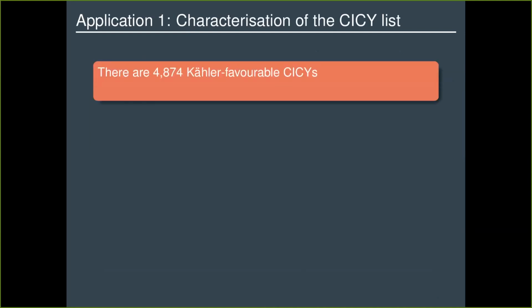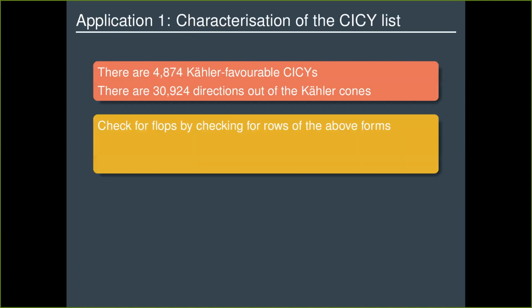So here are some applications of understanding these kinds of flops. There are 4,874 Kähler favorable CICYs and about 30,000 boundaries for the Kähler cones in those spaces, through which there could be a flop or could not be a flop. And you can just check for the presence of these kinds of flops that I described by looking at whether the rows have these forms that I just discussed.